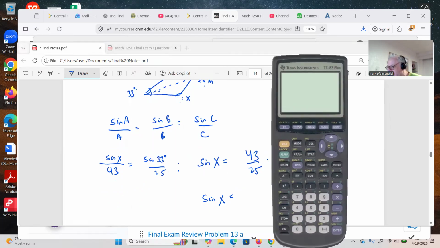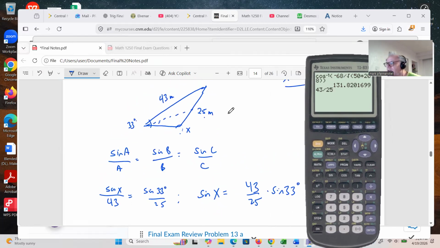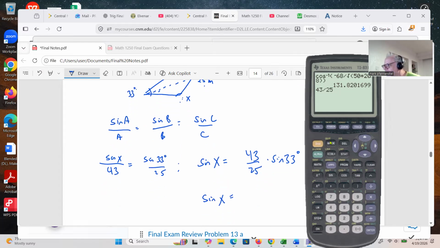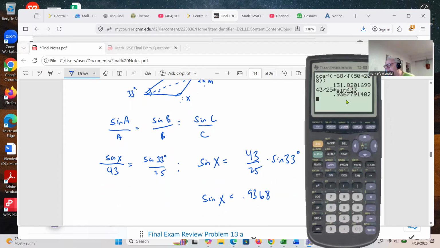So that's going to be 43 over 25, times, and we are in degree mode, double check that, the sine of 33 degrees. Enter, equals. I ended up with sine of X is equal to 0.9368. I'm going to leave the whole thing in the calculator, but in case you need to break some stuff down, 4 decimal places is a minimum.